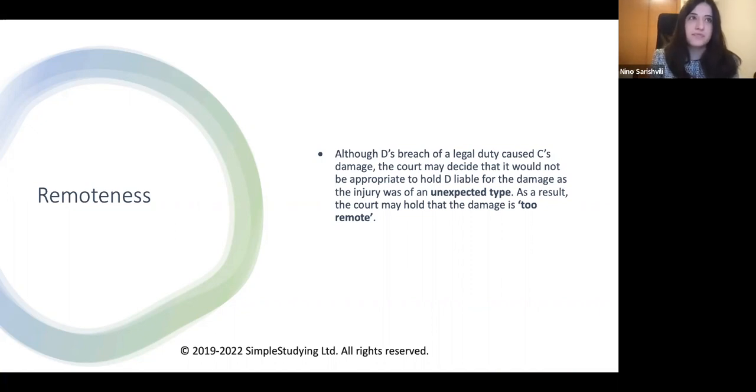So if something unexpected happened, and if all the elements of negligence are satisfied, there is a safety net for the court to say that it was unexpected what happened, and even though all the elements of negligence are satisfied, it's just too remote to attribute to the defendant's conduct. And this kind of controls the floodgates of liability.